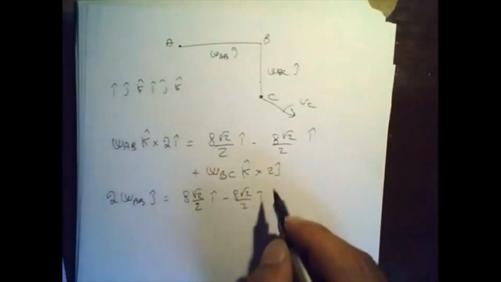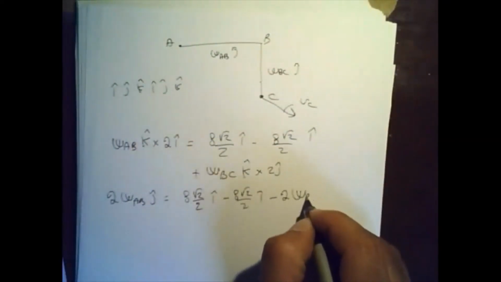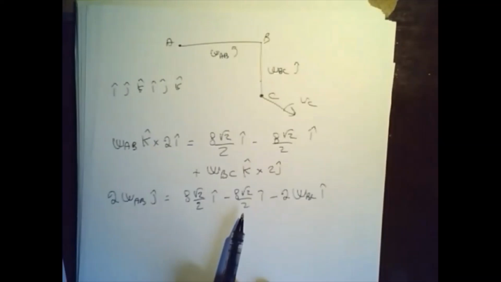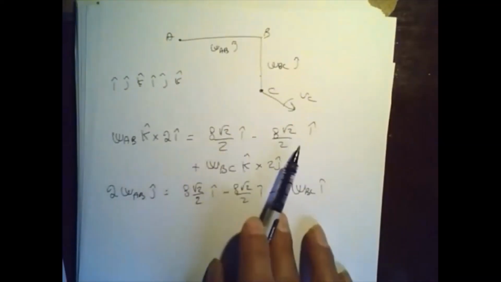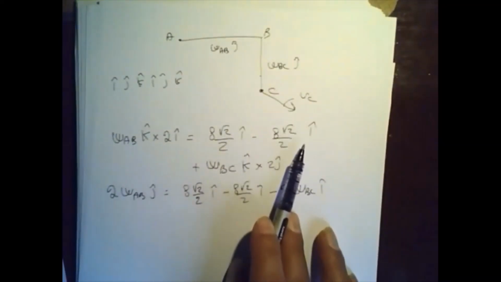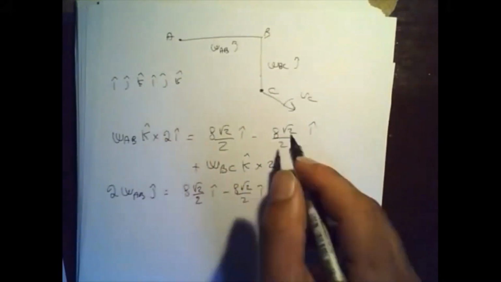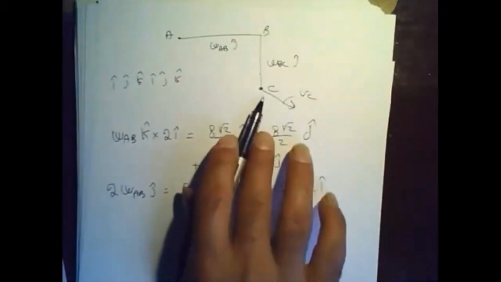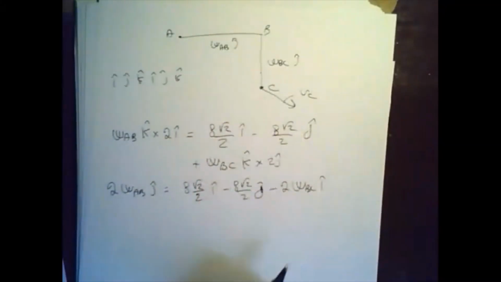K cross J is minus I, right? So minus 2 omega BC I. Doctor, isn't it minus 8 square root of 2 over 2 J? Which one? Yes, the negative one. This one? Yes. You're right, this is J. It is the minus J direction. Thank you. Yes, very good.